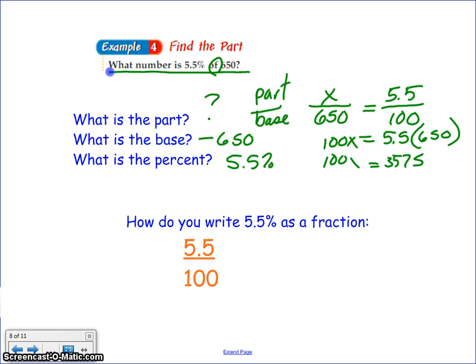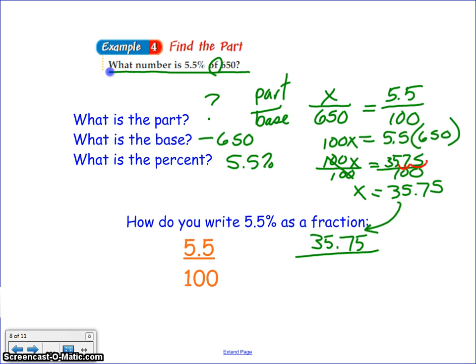So 100x equals 3575. Divide both sides by 100. We find out that x equals 35.75. Dividing by 100, remember, you can just move the decimal. You have 2 zeros, so you move the decimal 2 places. You get 35.75. What does that mean? That means that 35.75 is that part of 650, which is the same as 5.5%.